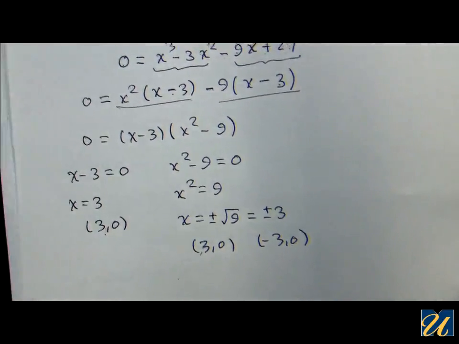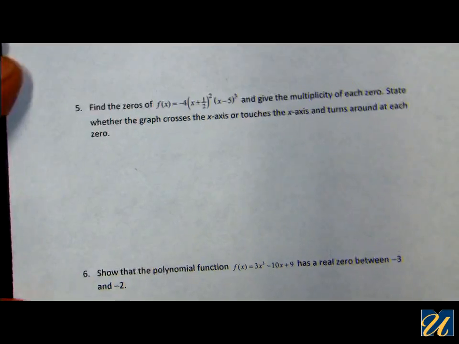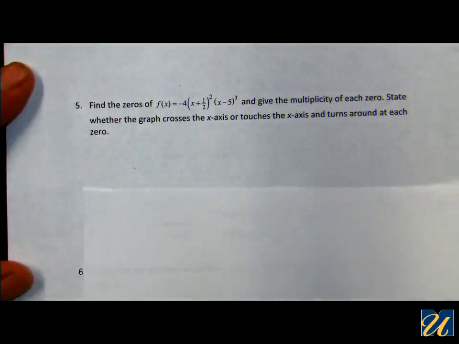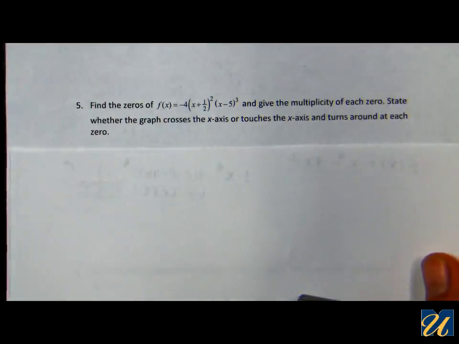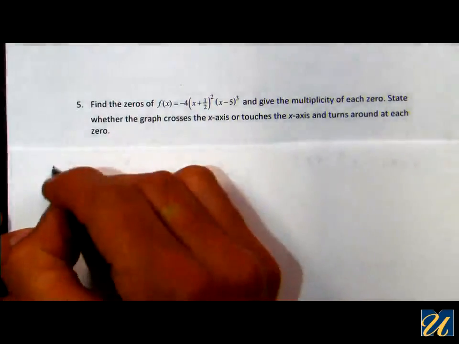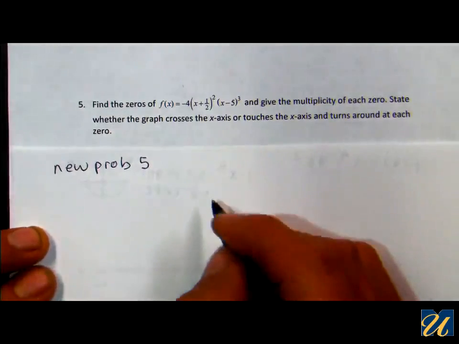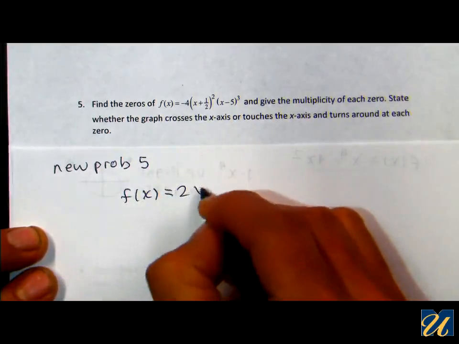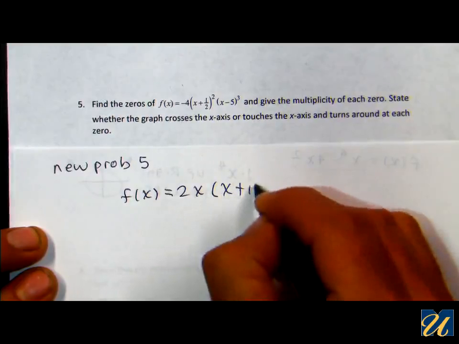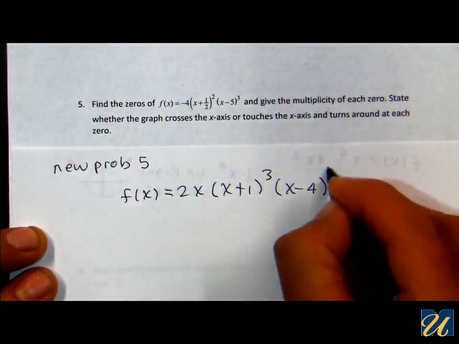Okay, let's go on, take a look at problem 5. Find the zeros of this polynomial function. Okay, again, this is the same that we had in the PowerPoint slide. So let's do a slightly different one. Let's do a new problem 5. And let's take f of x to be 2x times (x plus 1) cubed times (x minus 4) squared.